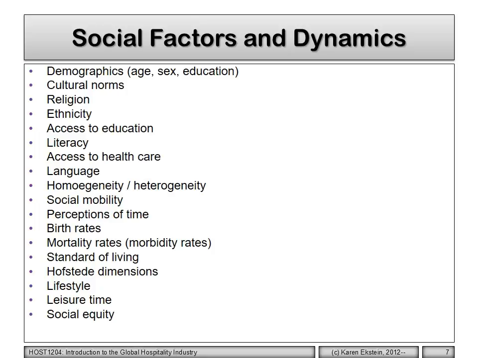We'll talk about birth rates and mortality rates, and talk about standard of living. We're going to spend a little time thinking about the Hofstede dimensions, which you'll understand a little bit better later. This might include lifestyle characteristics, how people spend their time, what they sort of do with their time, what sort of activities they engage in. And we can consider social equity within the social dimension. So you see, it covers a broad gamut of factors and dynamics, but really the one thing that's in common to all of them is that they're ways of describing people and the behaviors and the thought processes of people within a particular environment.